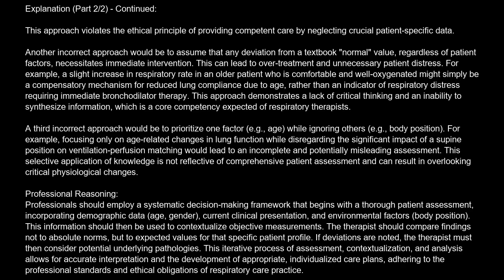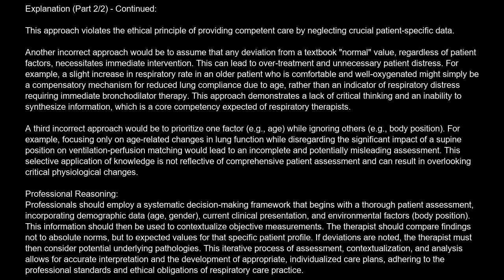Another incorrect approach would be to assume that any deviation from a textbook normal value, regardless of patient factors, necessitates immediate intervention. This can lead to overtreatment and unnecessary patient distress. For example, a slight increase in respiratory rate in an older patient who is comfortable and well oxygenated might simply be a compensatory mechanism for reduced lung compliance due to age, rather than an indicator of respiratory distress requiring immediate bronchodilator therapy. This approach demonstrates a lack of critical thinking and an inability to synthesize information, which is a core competency expected of respiratory therapists.